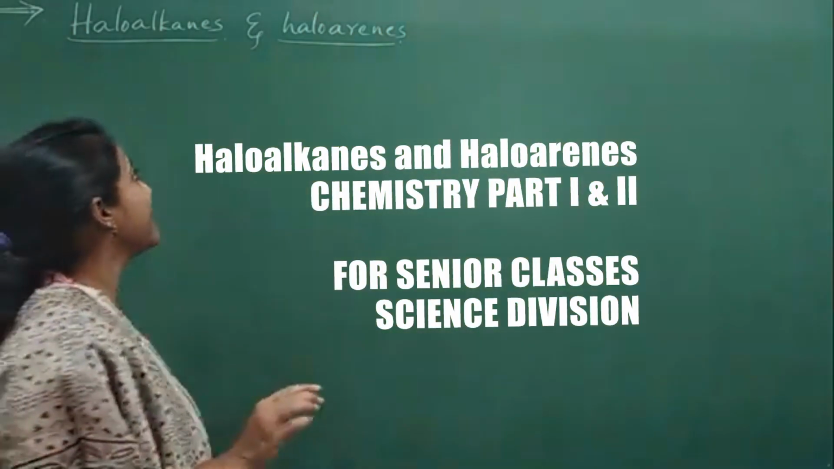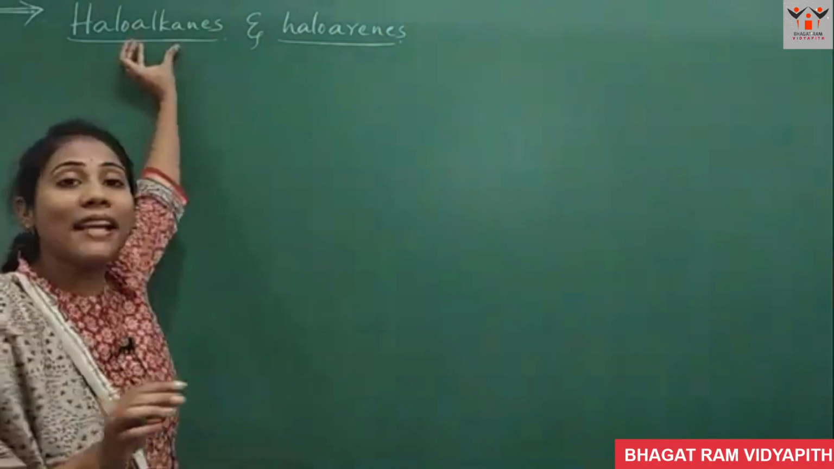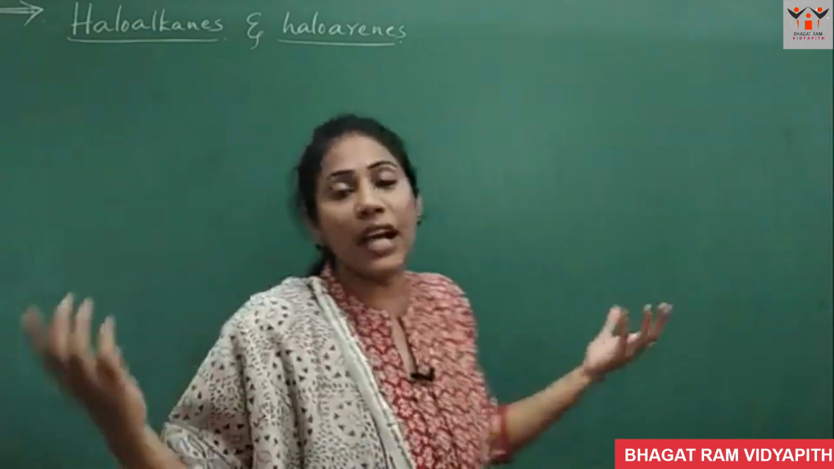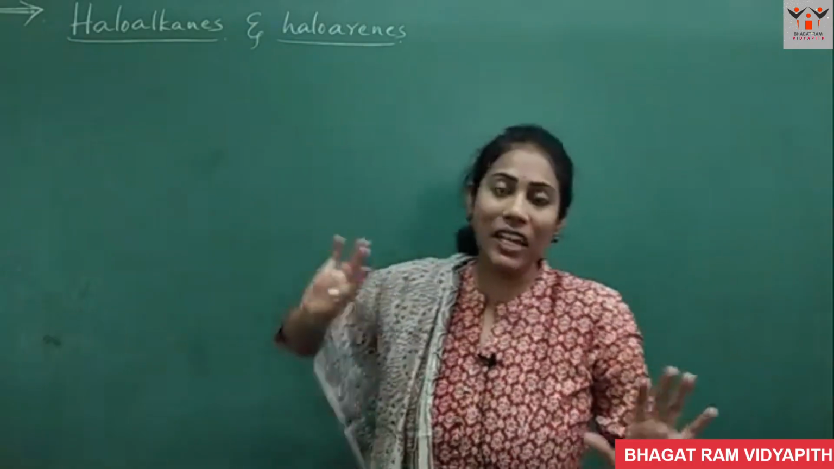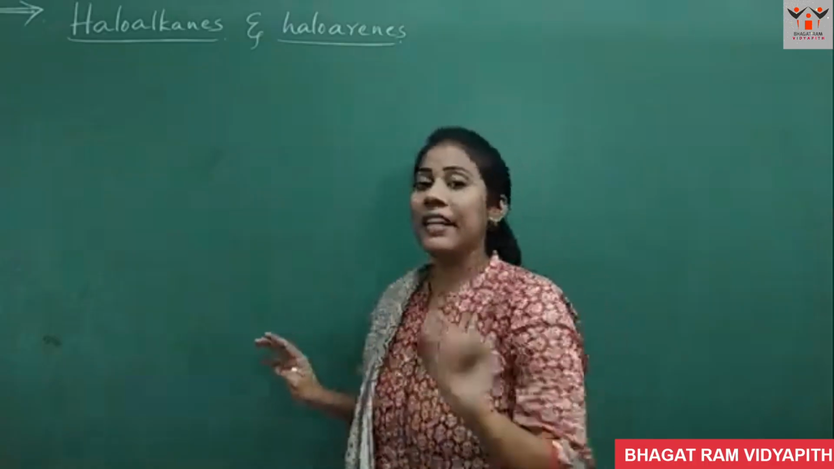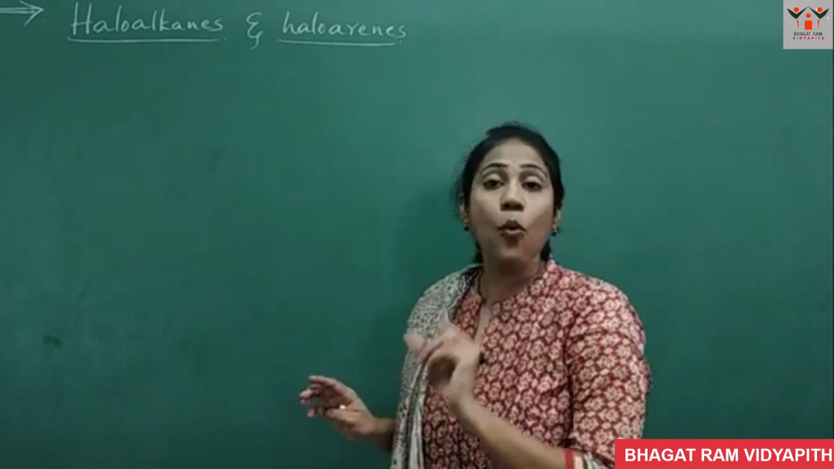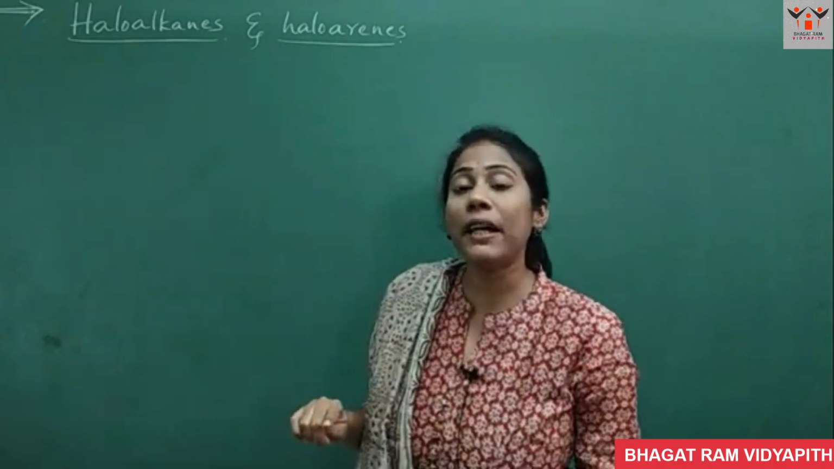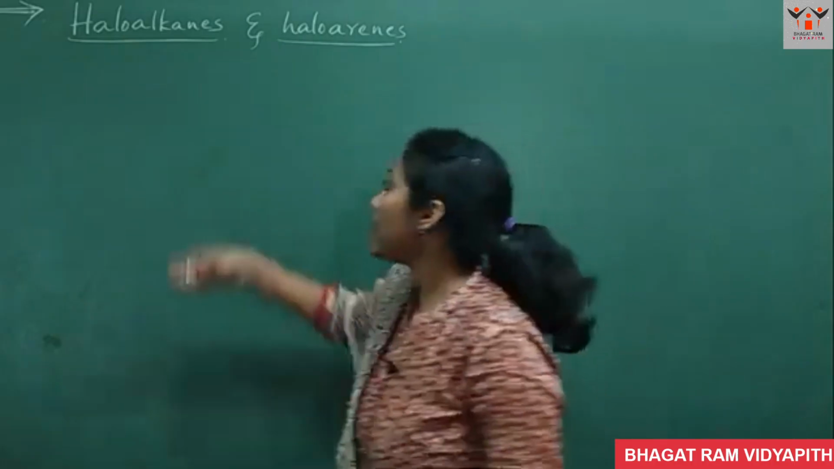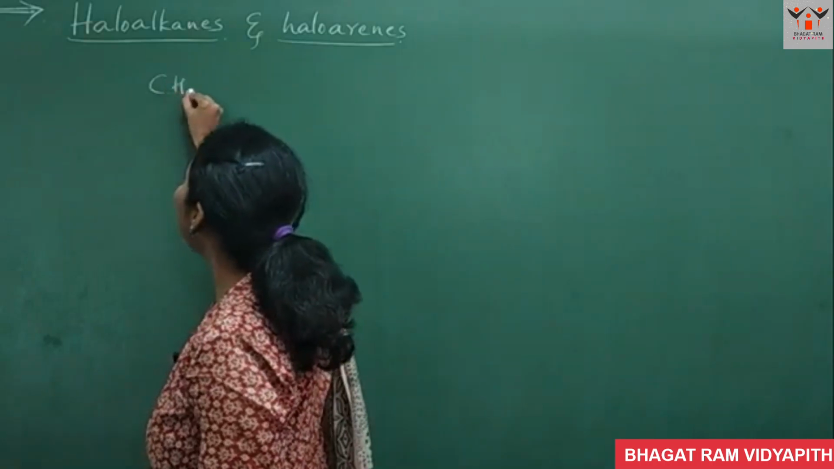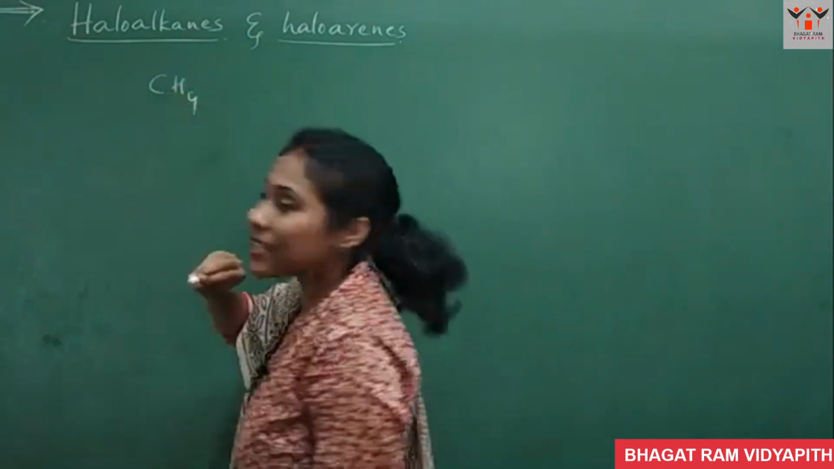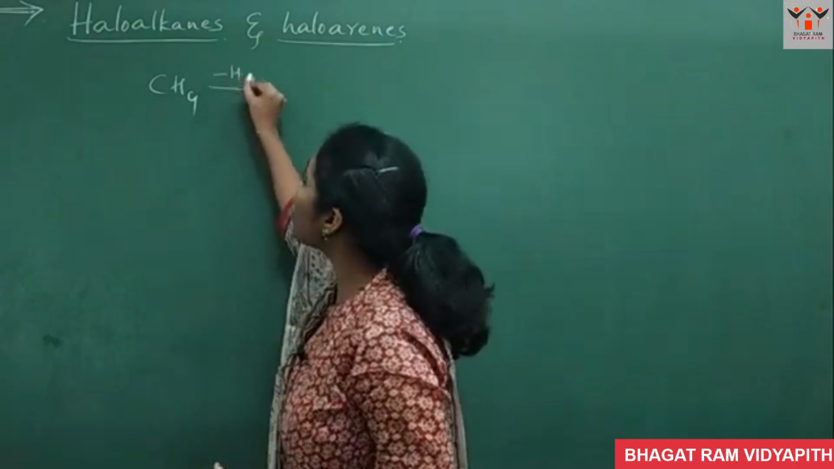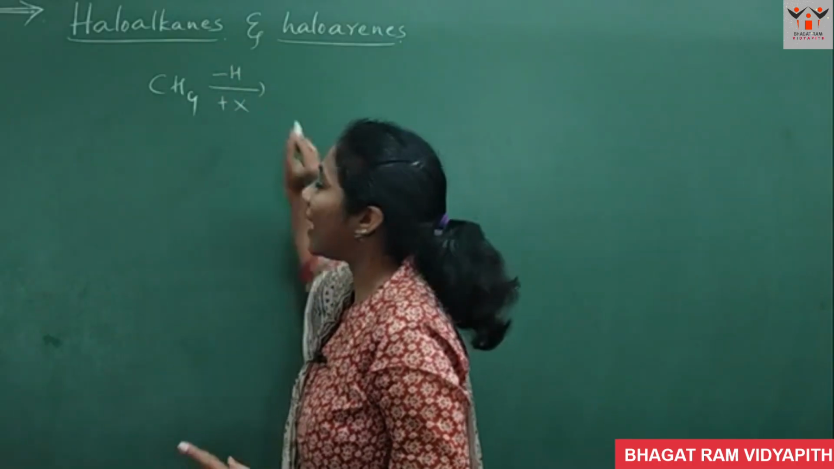Haloalkanes and haloarenes. So we know what we mean by alkanes, right? Saturated hydrocarbons are called alkanes. In an alkane, if I replace one hydrogen atom by a halogen atom, then it becomes a haloalkane. Suppose I have the alkane methane. So CH4 is methane. So I will remove one hydrogen and I will add one halogen.